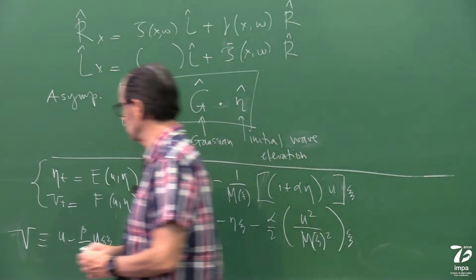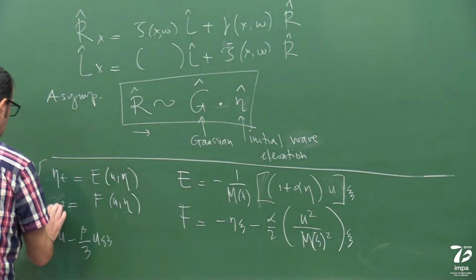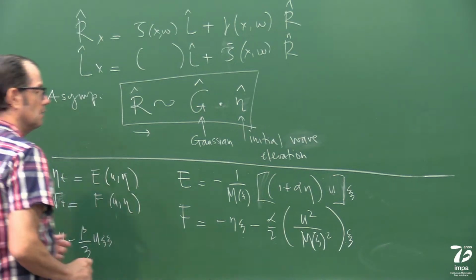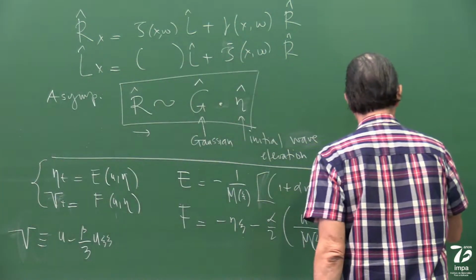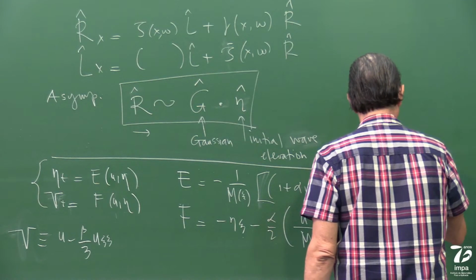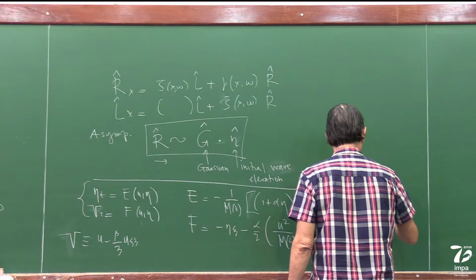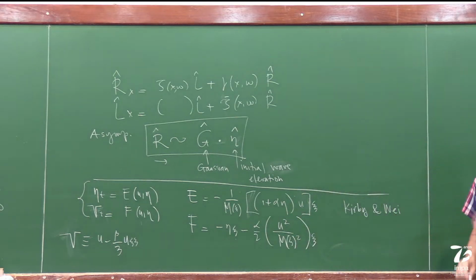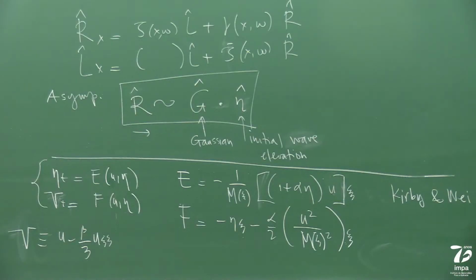Now, what is capital V? Let me highlight this capital V. This is a nice trick that we used. The numerical method is by Kirby and Wei. It's in the references of the paper. And they do this nice trick, which is the following.